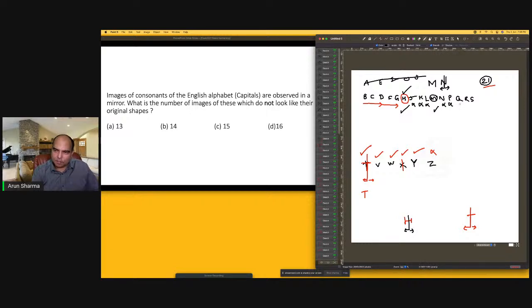P does not look the same. Q, again, is like this. If you draw the central axis, you will see that what's on the right and what's on the left is different. So this is also not right. R is also not right, and S is also not right. So there are 7 letters which have symmetry about the central axis, and that means there are seven letters which look the same. So out of 21, if I take away 7, the correct answer will be 14. Right?